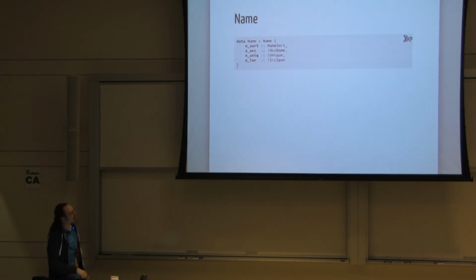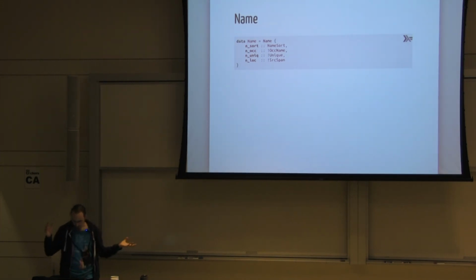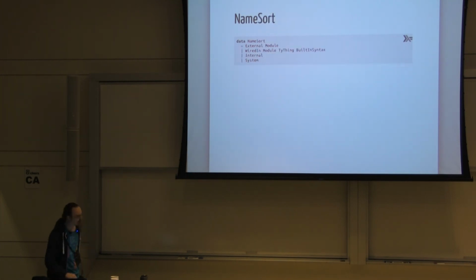So we talked about resolved names. What's a resolved name? Or how does it look like? You have the OccName, which is what it's getting resolved by. And you have a name sort. The unique is there for fast lookup, so it's basically a key which you use for maps, and source span is, as you might imagine, where the name is actually defined. So definition site.